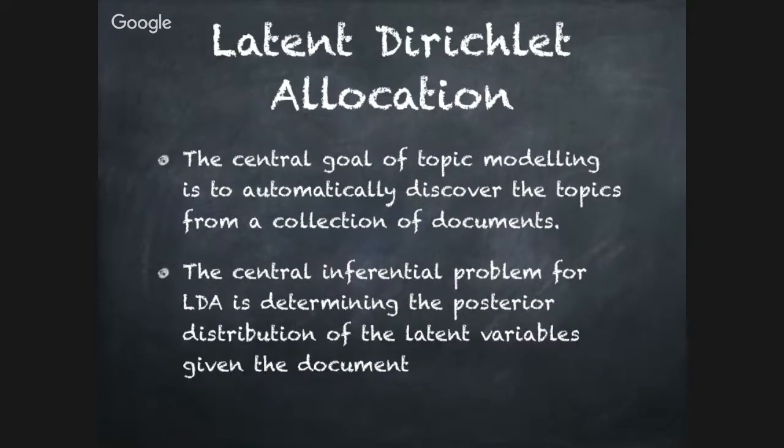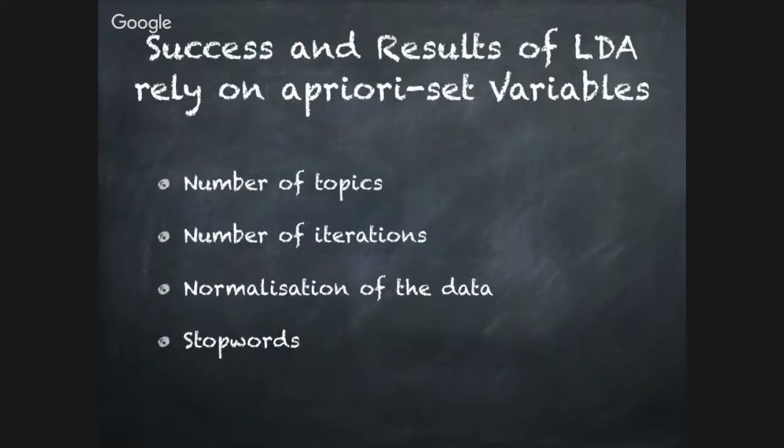So the central inferential problem for LDA is determining the posterior distribution of the latent variables given the documents. That sounds very complicated, but it's actually fairly easy. So the success and results of an LDA rely on a priori set variables: the number of topics, the number of iterations the algorithm goes over, the normalization of the data, and stop words. Normalization of the data, for English, it's very easy. For Persian, it's very easy. For Greek and Latin, it might be very complicated.